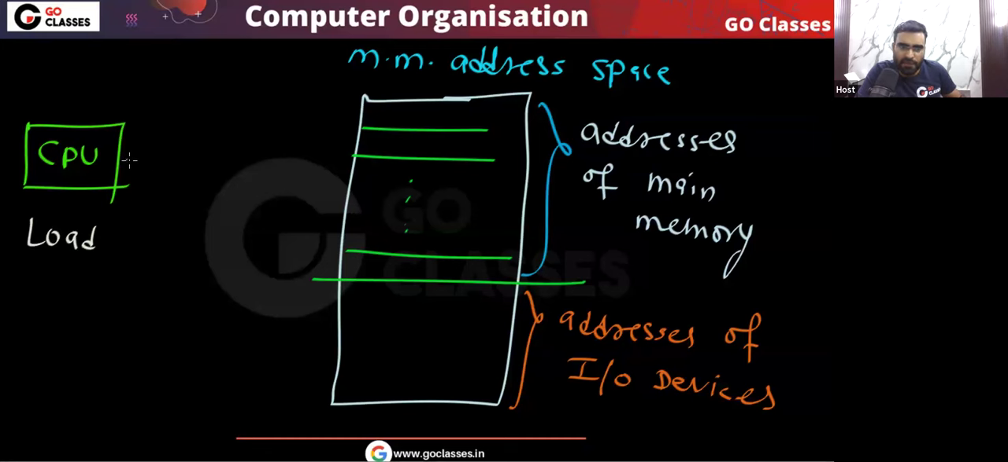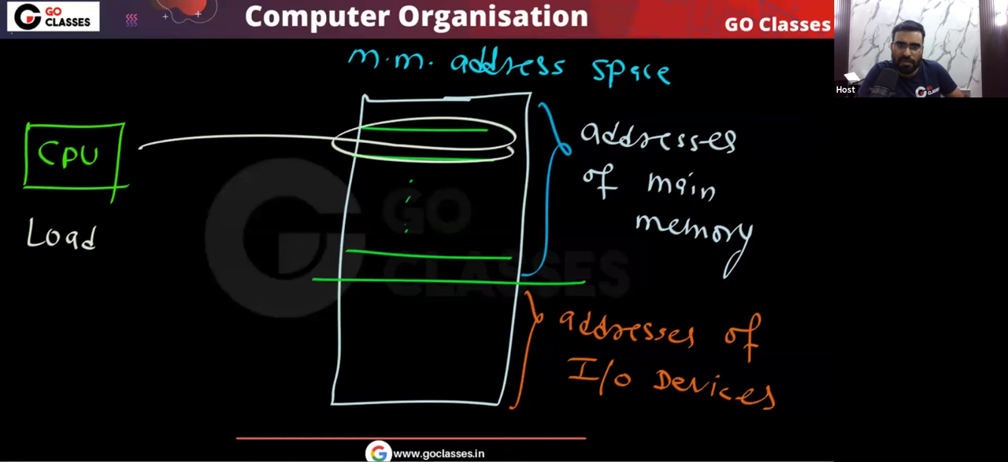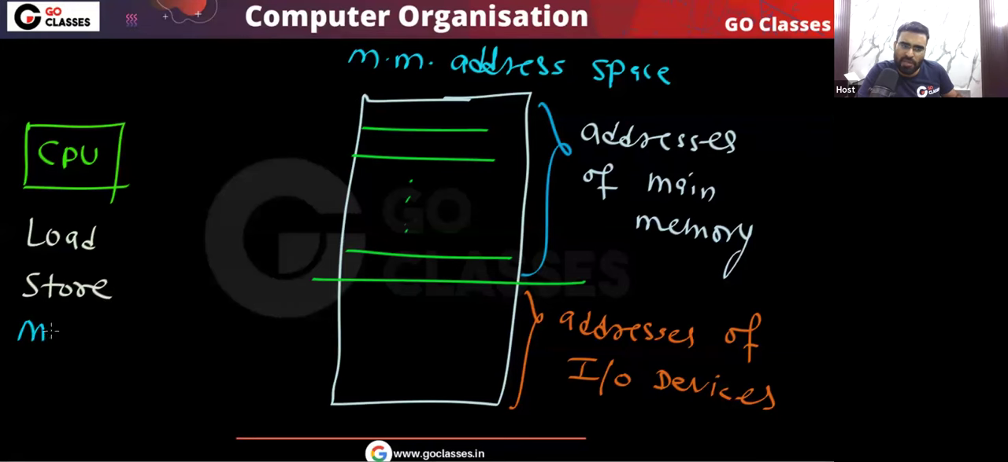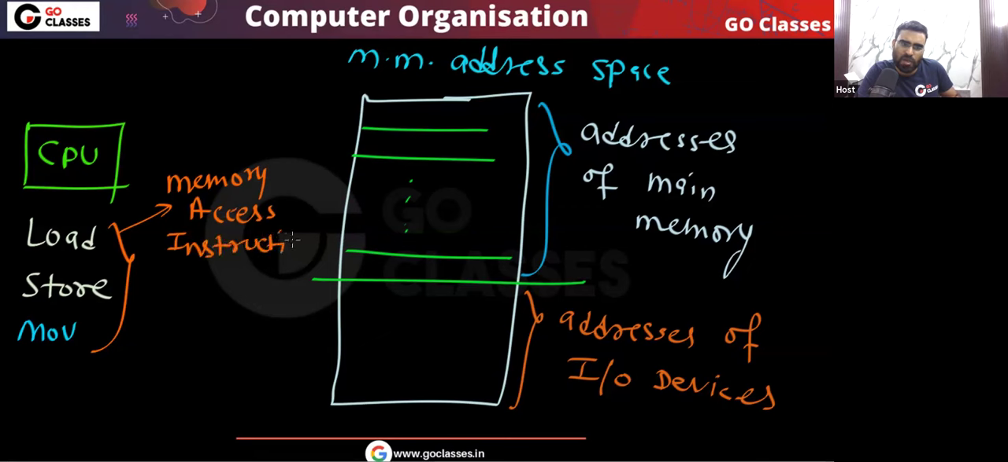Load instruction. If the CPU wants to store some data here, then the CPU can execute this instruction store. Yes or no? Or the CPU can execute this instruction move. So do you understand that these are basically memory instructions? Remember, these are memory access instructions. If you want to access the main memory, then these are the instructions.